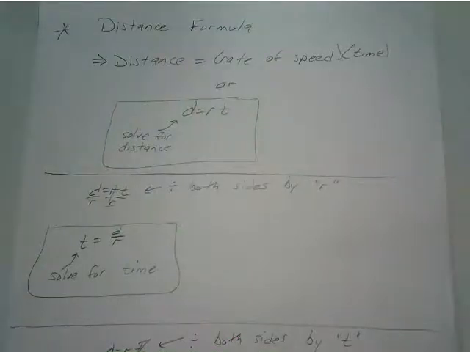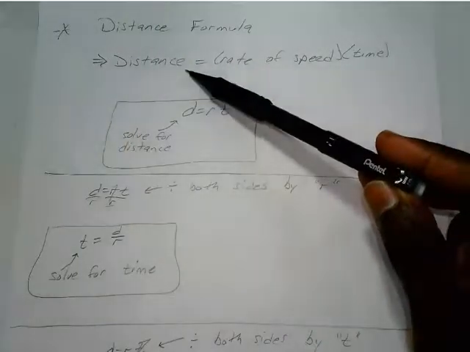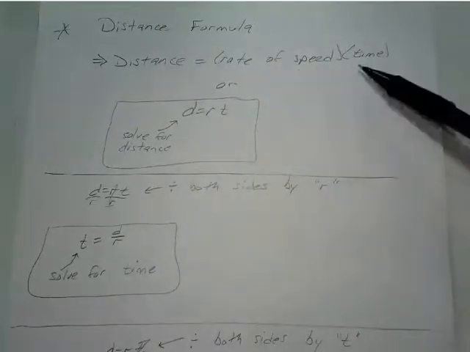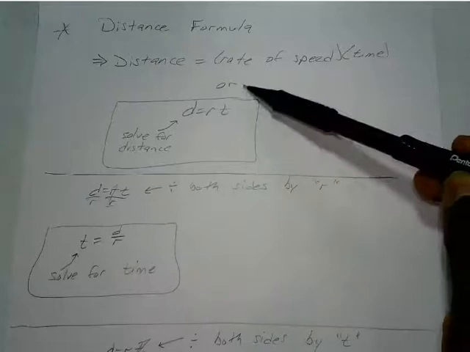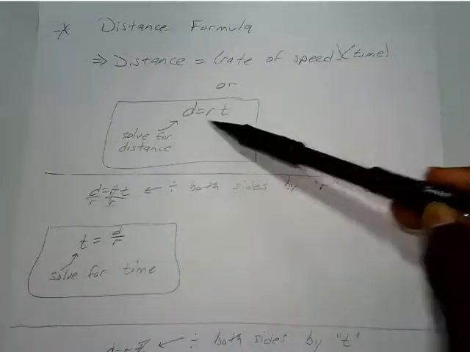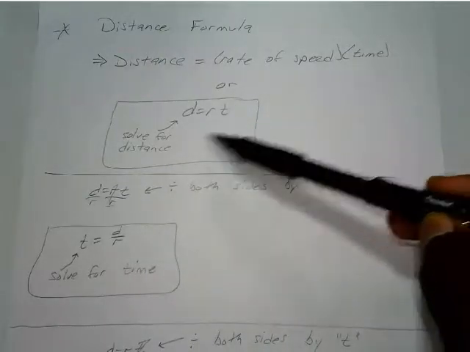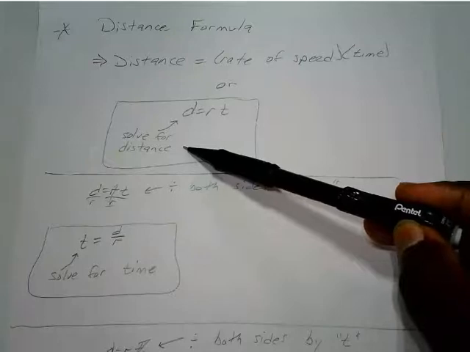Hello everyone. This video will be going over the use of the distance formula. Okay, so the distance formula is just distance equals rate of speed times time, or you'll see it as D equals RT. Okay, so this is the formula you'd use if you were solving for distance.